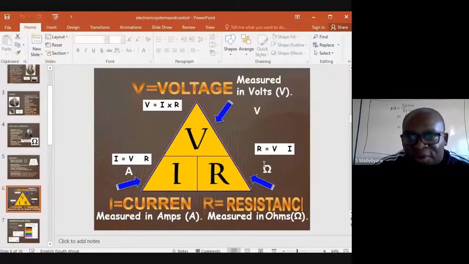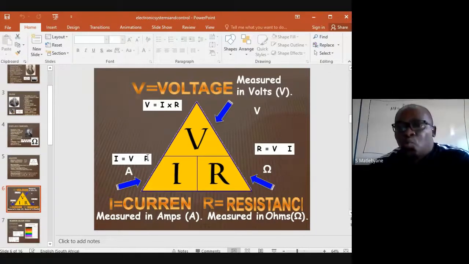When you are calculating the resistance, again, you go to your triangle, you block R. When you block R, you are left with V and I. You can see V is on top, I at the bottom. So it means that we are dividing. So R is equal to V divided by I, which is voltage divided by current. When you are calculating the current, you do the same. You block I, block the current. So voltage, you divide it with resistance. And that is how you will be able to get that particular answer.